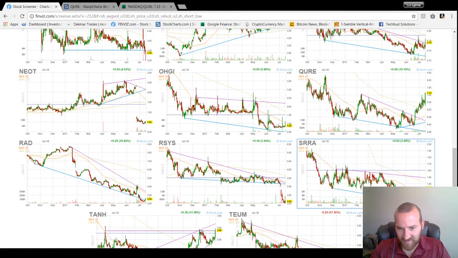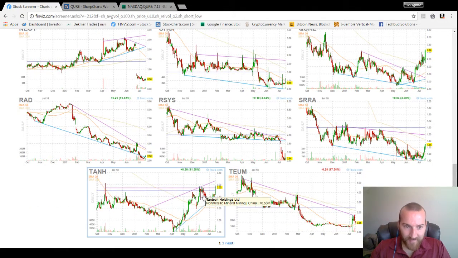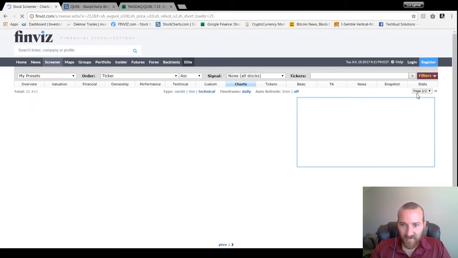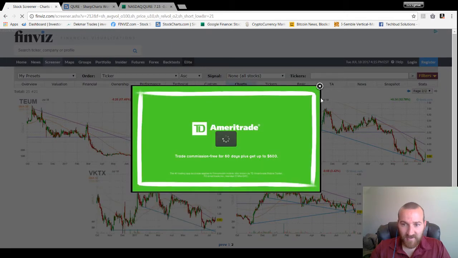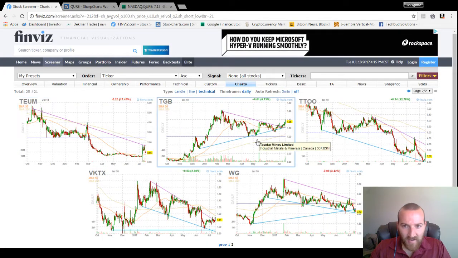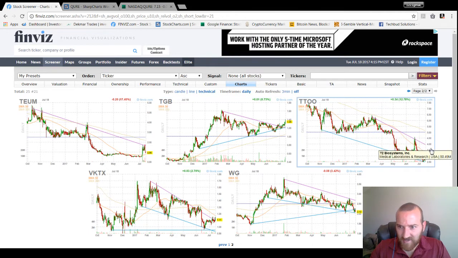SRRA looks like it kind of has a move right here, like a big green area. TANH looks like it has a big green candle right here. Looks like it ran up. Let's see. No, it's kind of small here on TGB. TTOO has a big candle. Looks like it ran up.